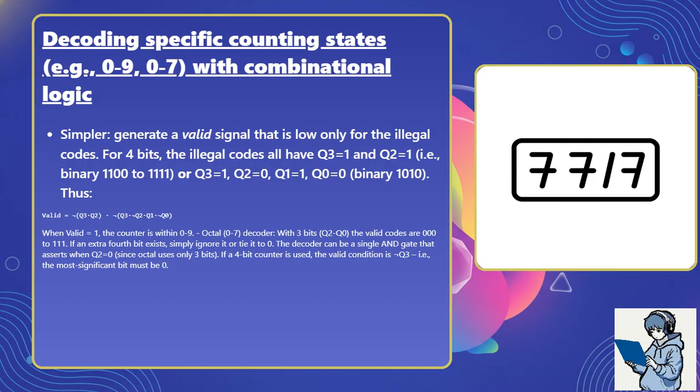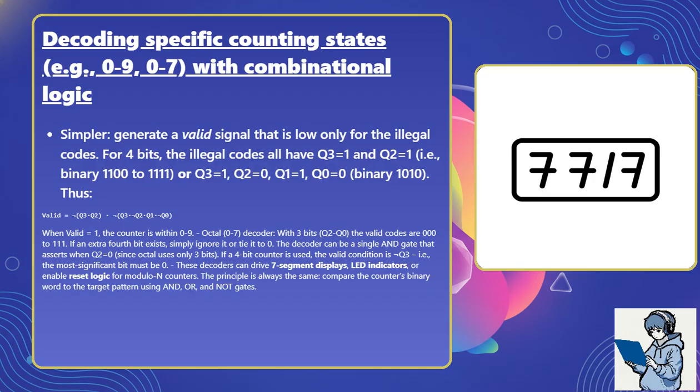If a 4-bit counter is used, the valid condition is not Q3, that is, the most significant bit must be 0. These decoders can drive 7-segment displays, LED indicators, or enable reset logic for modulo-n counters. The principle is always the same: compare the counter's binary word to the target pattern using AND, OR, and NOT gates.